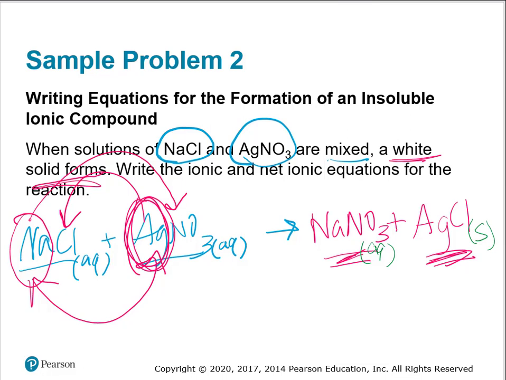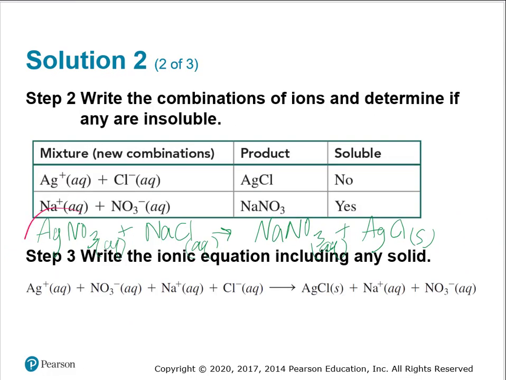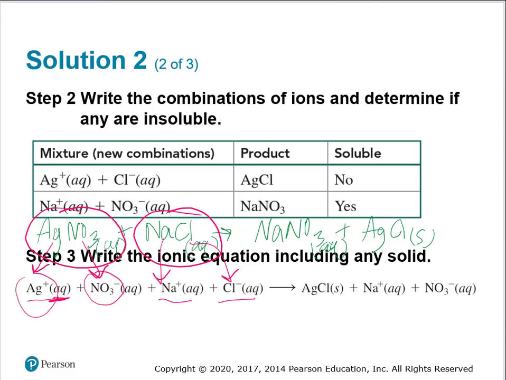Now it wants the net ionic equation, and we would simply take our reactants that are both aqueous and we split them into their ions. So Ag+, aq means it's dissolved, so it's floating around in the water, NO3-, and we split apart our Na and our Cl, so we have all of our reactants split apart. And I split apart my product that was aq, that was soluble. So my Na+ and my NO3-, but I don't split apart my insoluble solid silver chloride.